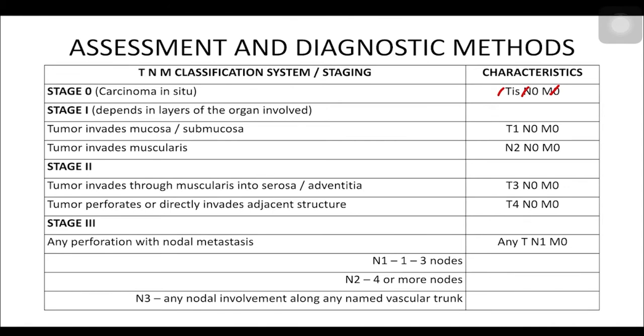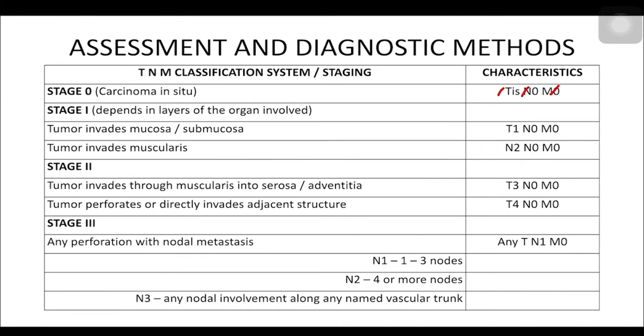Okay, so for stage 1, we have here the tumor with size 1. You have your lymph node 0 and metastasis 0. And what if stage 1 is involving, it invades your muscularis or your muscular area. You have your nodule involvement number 2, or it may have no nodule involvement, okay, but your metastasis is 0.